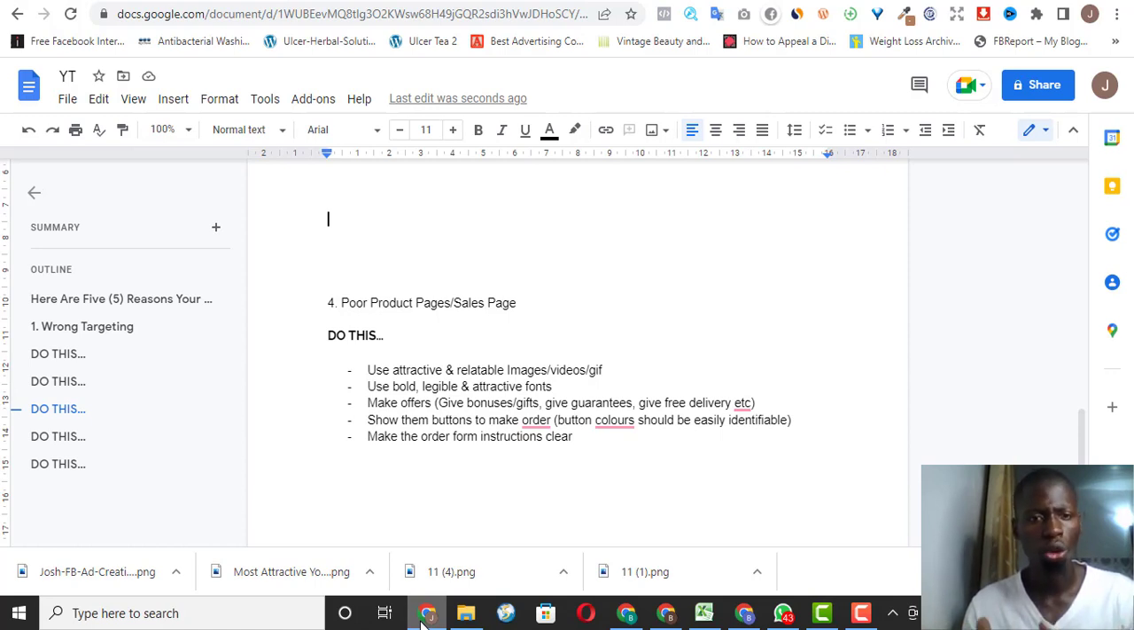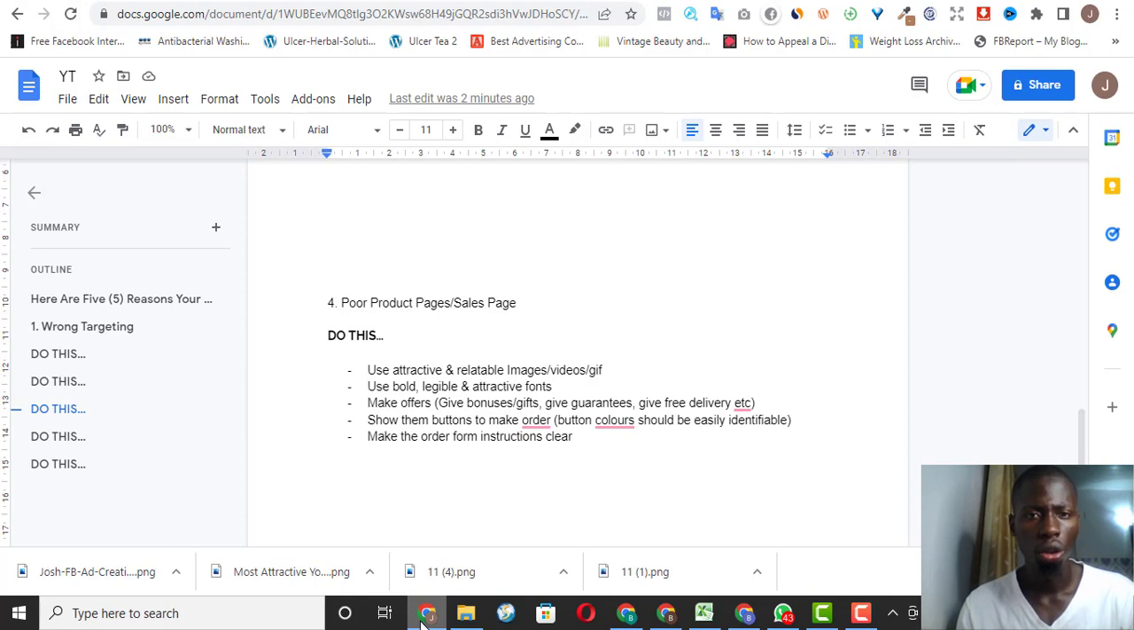So if you want to build a sales page or a product page, you want to make sure that it is attractive to your target audience. The type of font you are using matters, the color of the font matters, the margin arrangement of your fonts and of your design also matters. There are a whole lot of things you need to take note of when you are creating a product page or a sales page, so that you can get your target audience hooked to buy your product or to take action once they hit your product page, your landing page or your sales page. All right, so I have a few tips for you here, and one of them is use attractive and relatable images or videos or GIF images.